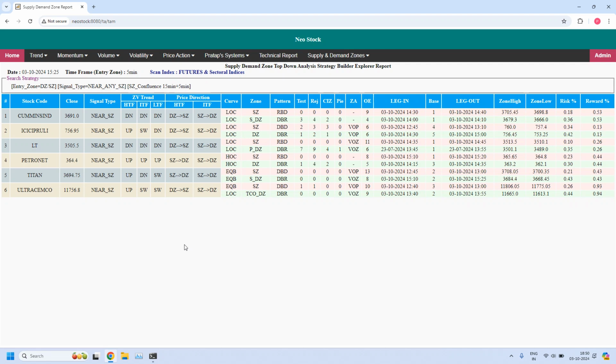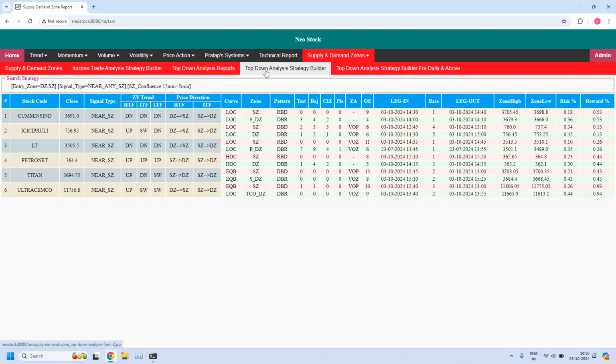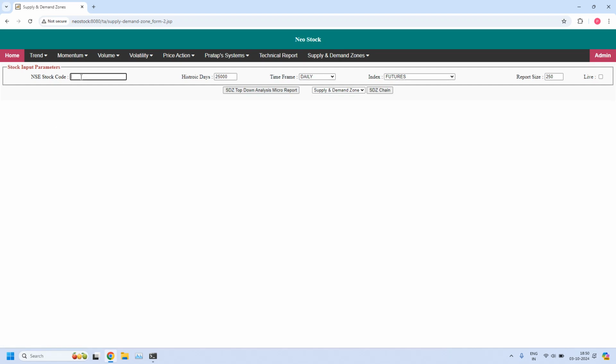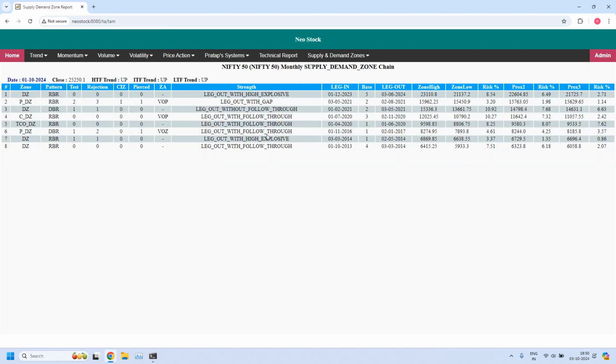Okay, so these zones are not important. More important are the bullish and bearish trade setups. Before we get into bullish and bearish trade setups, first let us look into the NIFTY and BANKNIFTY supply demand zone chain. So let's start with NIFTY 50 from the monthly time frame. I'm generating the monthly supply demand zone chain for NIFTY. So this is the NIFTY monthly supply demand zone chain.